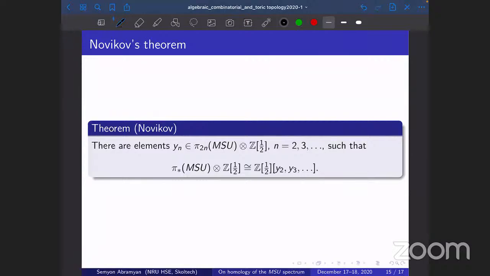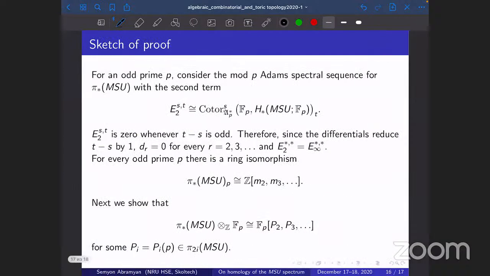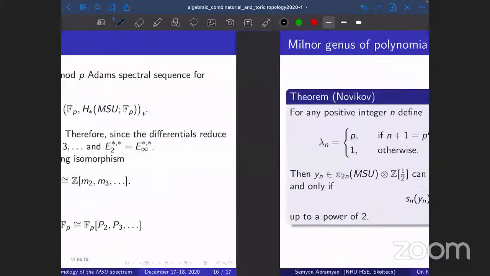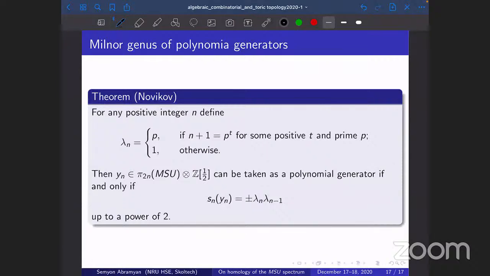First of all, we can compute the cobordism ring with inverted two. I have a sketch here, but unfortunately, I don't have time to say a few words about this. And finally, the most interesting and most technical result, which we can prove using the computation of mod p MSU homology, is the Milnor genus of the polynomial generators of the cobordism ring with inverted two. It is written here, and probably it is easier to write than to listen.